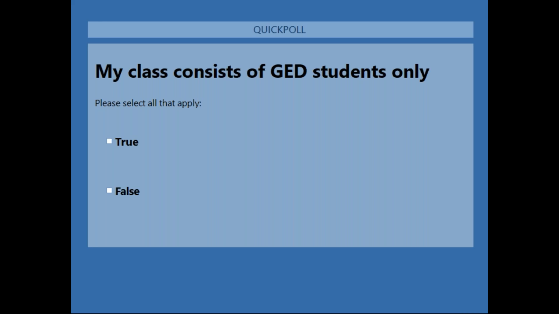Does your class consist of GED students only? And that is either true or false. Many of us work with a combination of students, but some of us are fortunate enough to have those students who have those higher order skills. So again, you can just mark true or false. And as I'm looking at things, I kind of see a little going back and forth here between true and false. But we have about three-quarters of you who have voted at this particular point in time, and I'm going to give it 5 more seconds.